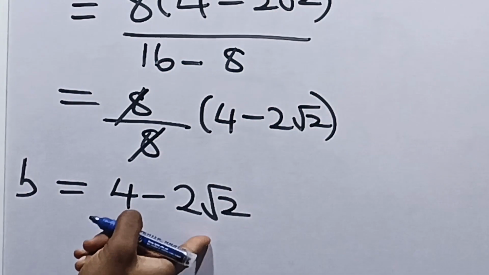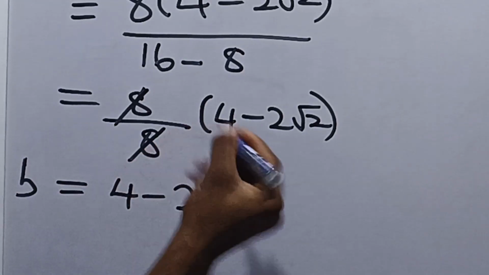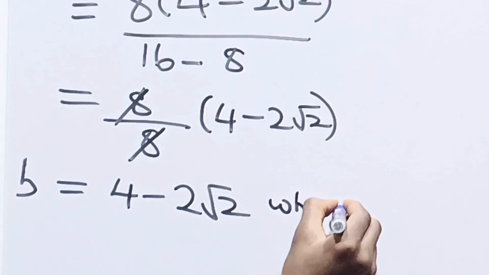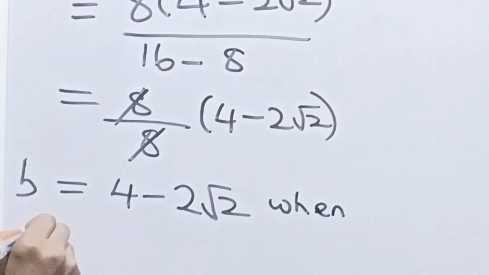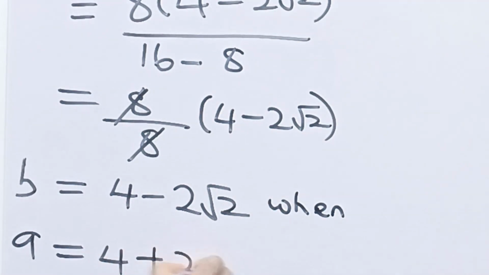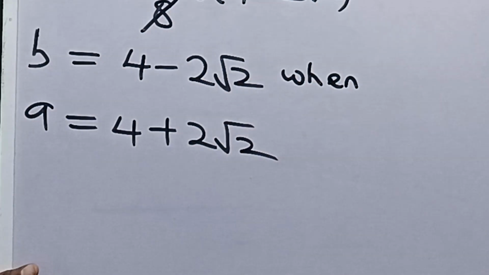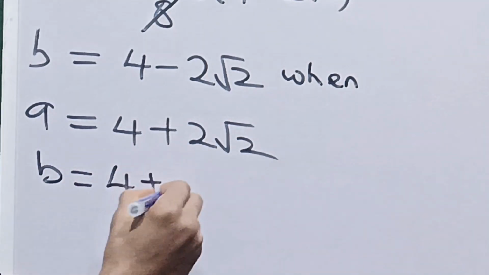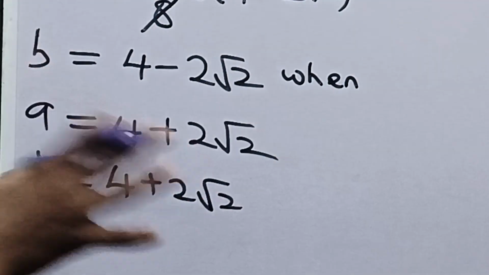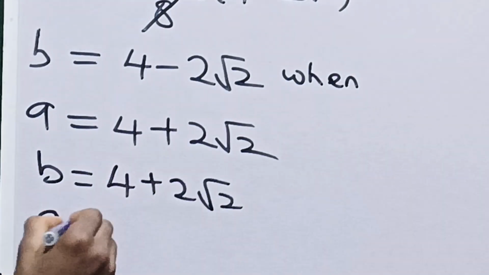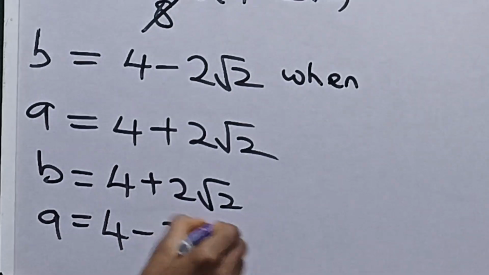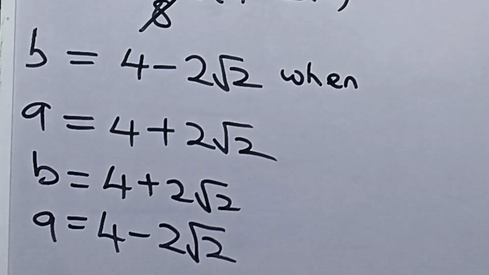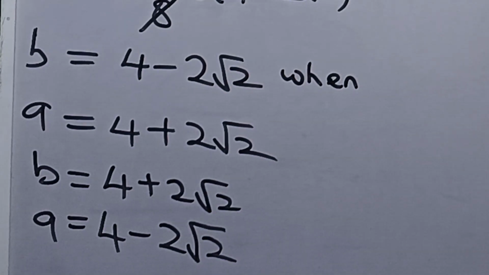And when is b equal to 4 minus 2 root 2? b is equal to 4 minus 2 root 2 when a is equal to 4 plus 2 root 2. What does this tell us? When b is equal to 4 plus 2 root 2, a will be equal to 4 minus 2 root 2. So a and b are 4 plus or minus 2 root 2, but a is equal to 4 plus 2 root 2 when b is equal to 4 minus 2 root 2, and b is equal to 4 plus 2 root 2 when a is equal to 4 minus 2 root 2.